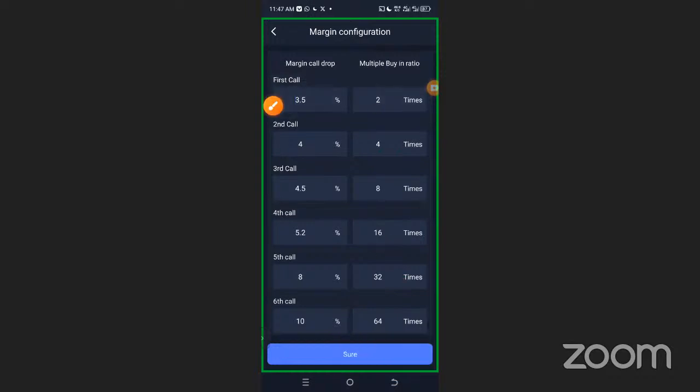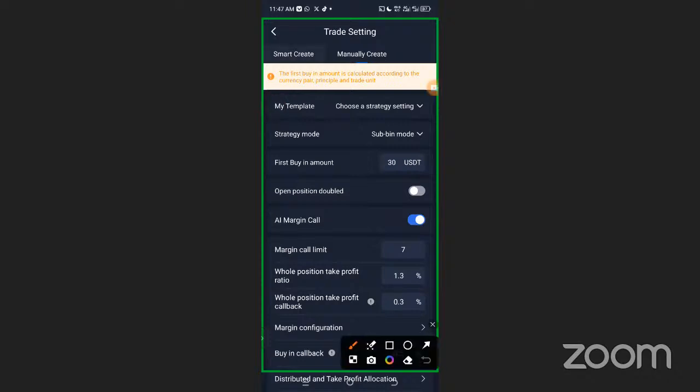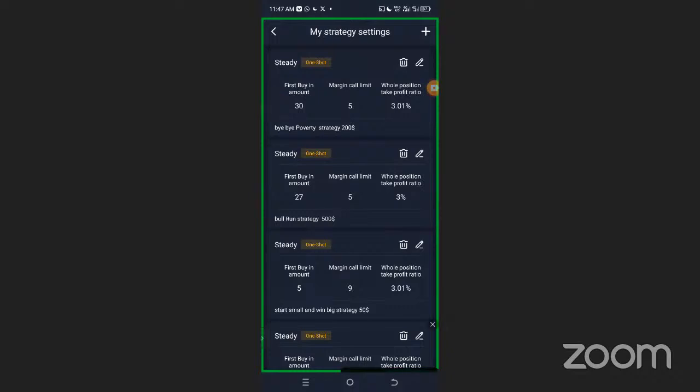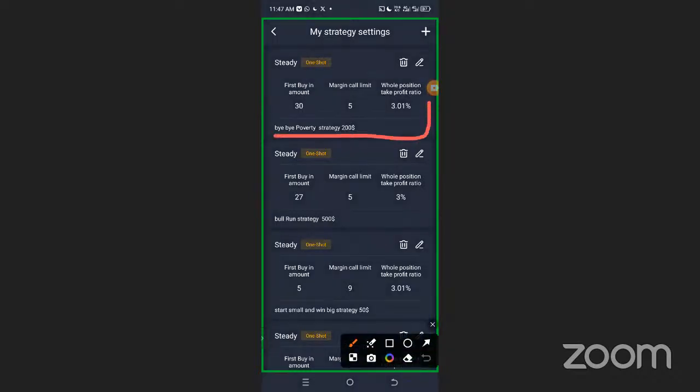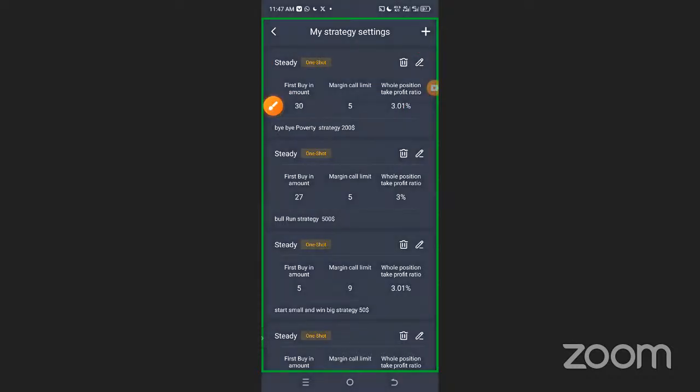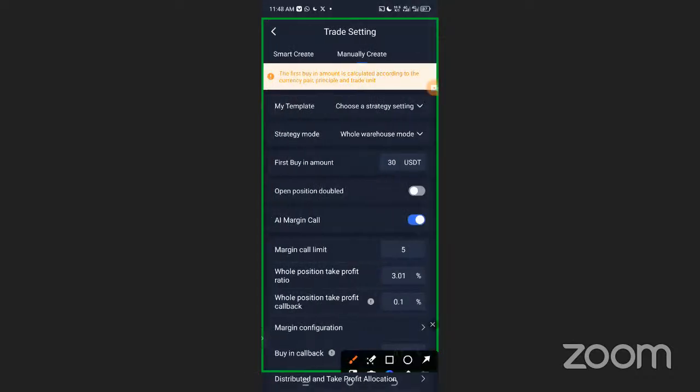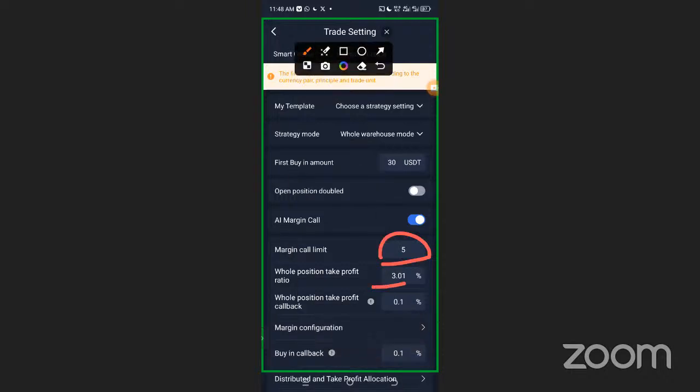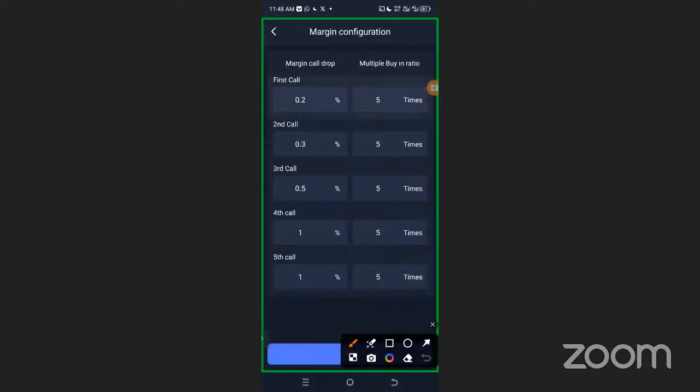But when I come and click on this word, choose a strategy, and I choose the strategy that I had saved in my RoyalQ, you click anywhere on this strategy. The settings will enter the coin. Have you seen this? It has changed. It was 7. When you click on margin configuration, have you seen the change now? The ones we have saved.